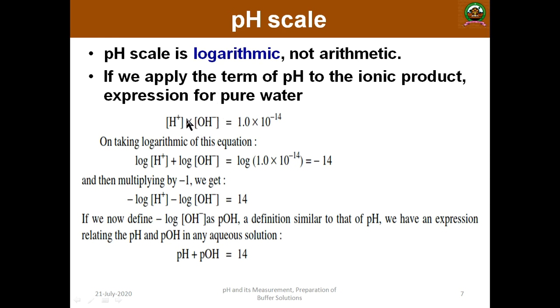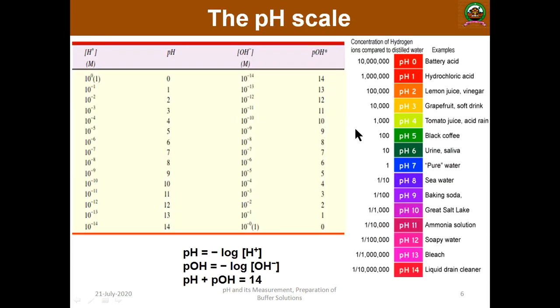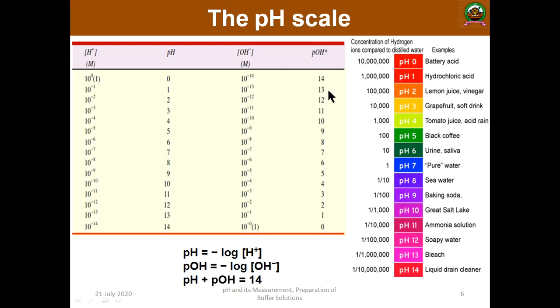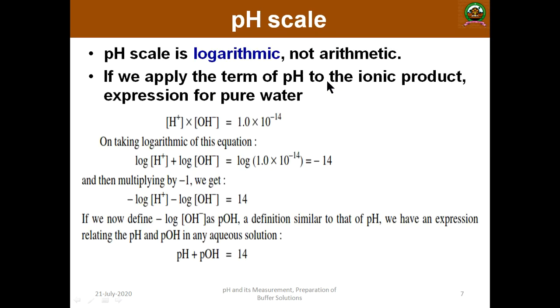the expression is: the concentration of H plus times the concentration of OH minus, that is known as Kw, the ionic product of water. The value of H plus is 1 times the concentration of OH minus is 10 raised to minus 14. Here the H plus ion is 10 raised to 0, that is 1, and 10 raised to minus 14 is for OH minus.